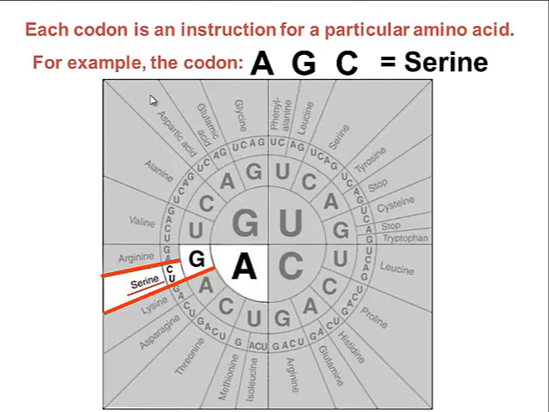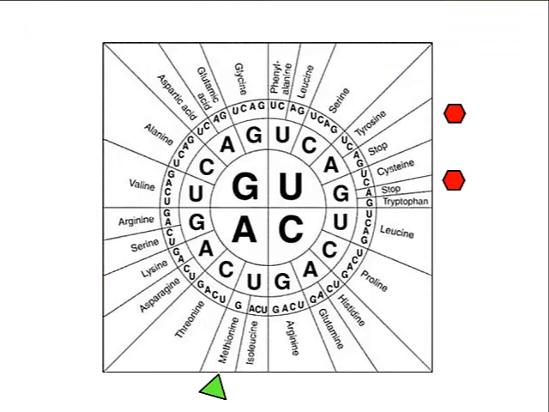So when the ribosome reads AGC, it's going to call for a specific transfer RNA to bring serine down so it can bind it to the polypeptide chain. Now, if you look closely at this codon chart, you'll see that we've got a few things going on. Most of the codons are coding for particular amino acids. However, we have some unique ones as well.